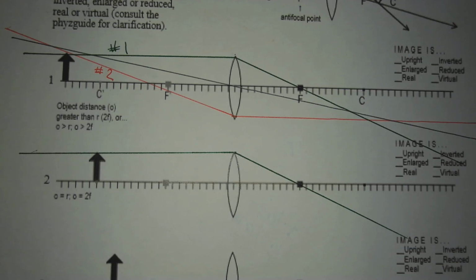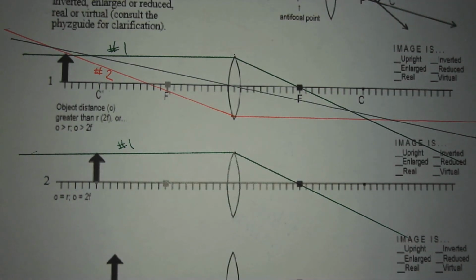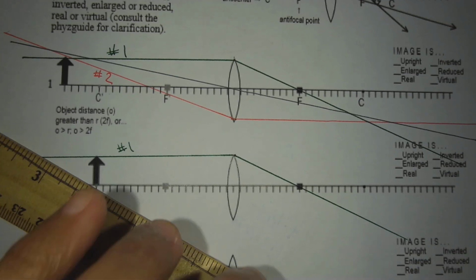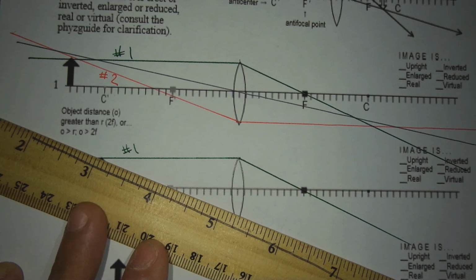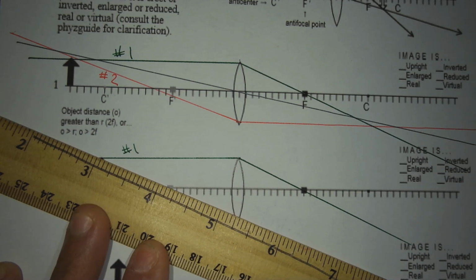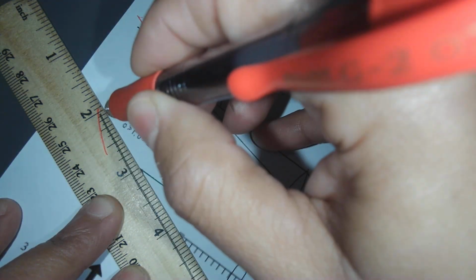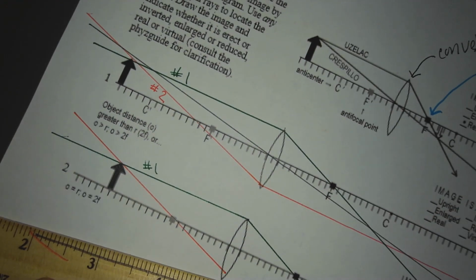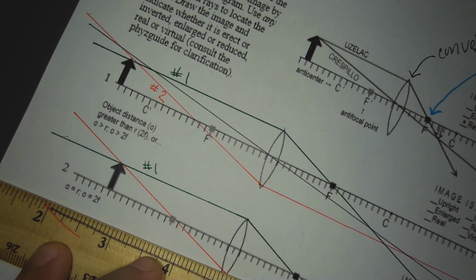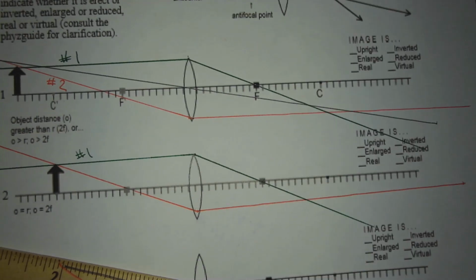Line 2. Remember, this is line number 1, which is the top line. Line number 2 is red. It's going to go from the top of my object to the bottom of my lens. And then when it hits the bottom of my lens, I'm going to stop. Why? Because it's going to, let me say the word, refract, or bend. And when it refracts or bends, it's going to turn directions, and now it's going to go straight.